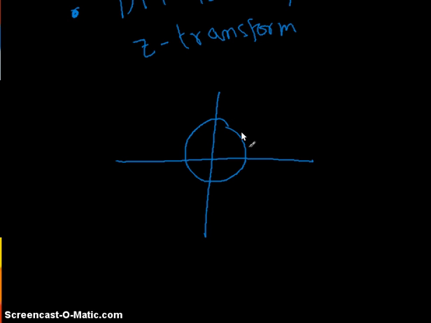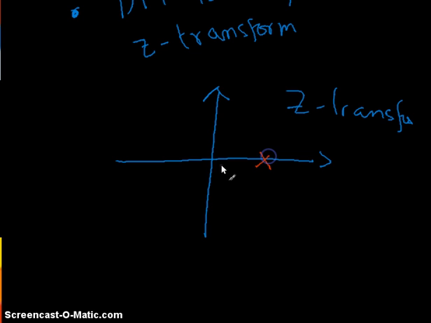Let's forget the circle for now. This is the Z transform plane, a complex plane, where you can represent your signal in terms of poles and zeros.